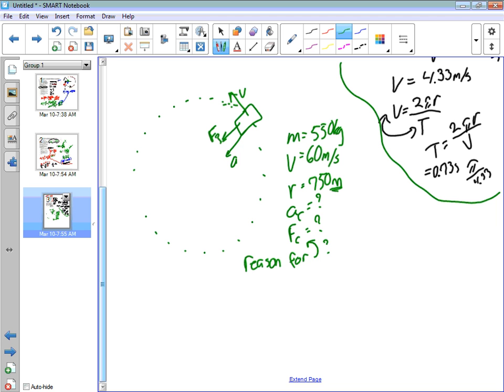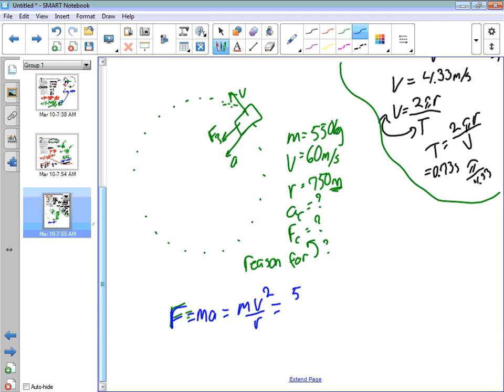What do you want to solve for first? Acceleration or the force? I would like to solve for the force. Yes, we can do the force first if you'd like. Force equals mass times acceleration. Well, if I had the acceleration, then there I'd be. Well, what else does it equal? Mass times v squared over r. Do I have the m and the v and the r? Yes.